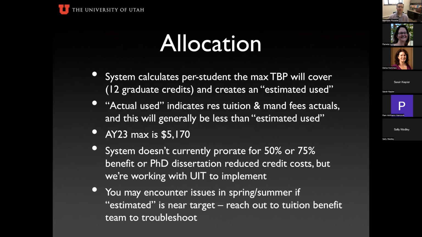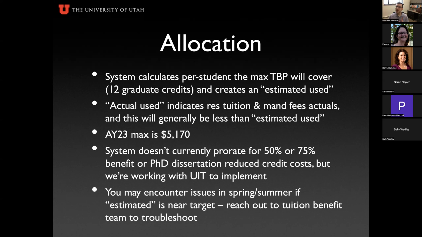So some notes on this. Our system calculates a per student maximum of what tuition benefit will cover. We have these strongholds here so that you're not entering 100 students when you only have funding for 25. So this is a safeguard to help you stay within your limitations as best as we can. And so tuition benefit will cover a maximum of 12 graduate credits. So we estimate for a graduate student, how much is 12 grad credits? Other than College of Law, it is all the same.